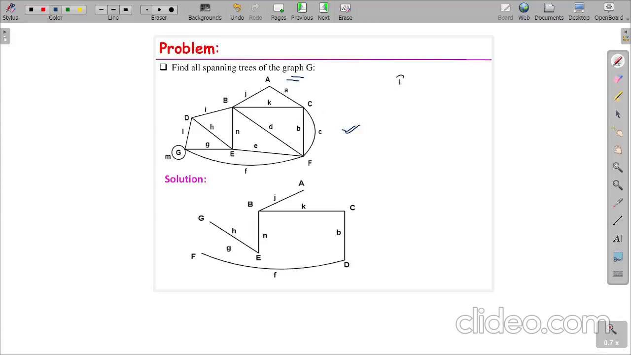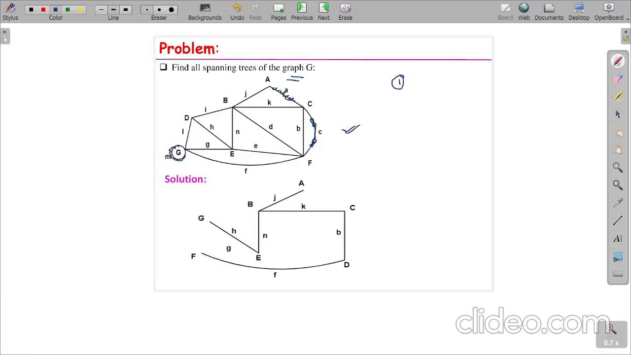Step 1, delete all the loops and parallel edges. So this is the loop, we are deleting it. There is a parallel edge, first we are deleting it. This is step 1. In the next step, first we consider what is the circuit. From the circuit we delete one edge and we make our graph circuit free.